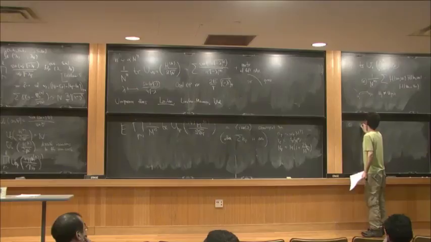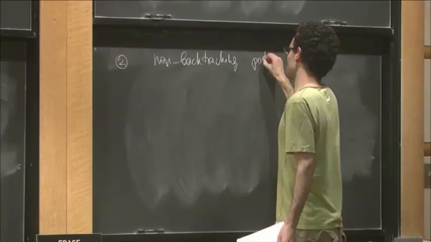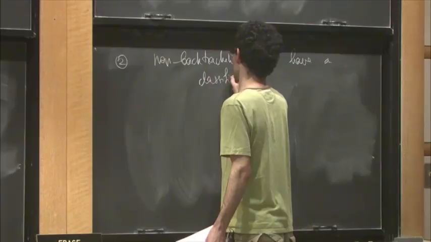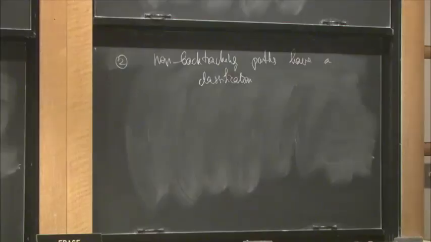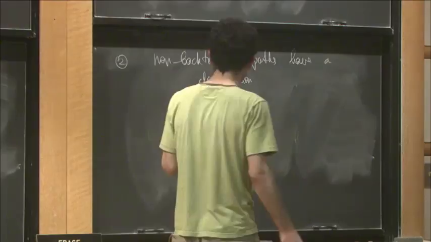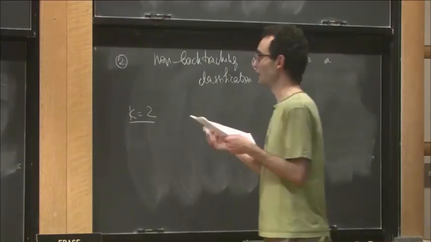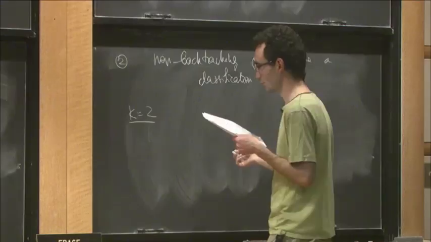Non-backtracking paths have a classification. You can divide them into equivalence classes, which have a topological meaning. My time is almost over, so let me just draw you one particular case of one equivalence class for k equals 2, and then I'll stop.